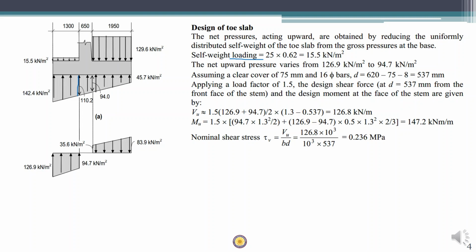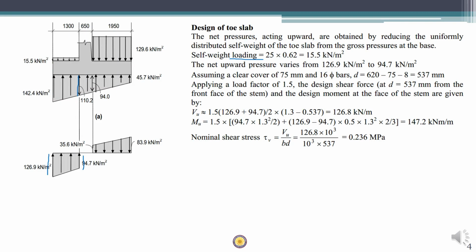So that means that there is an upward and a downward force acting. So there is a net upward force of this much acting on the toe slab. It is to be noted that the weight of the soil in the toe slab is neglected. Okay, so this is the load acting on the toe slab. It is a uniformly varying load.